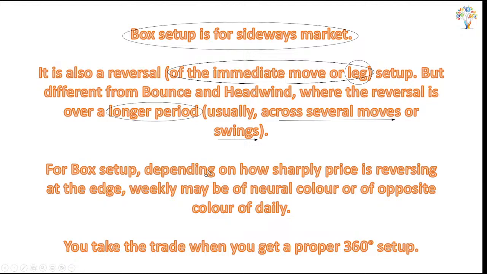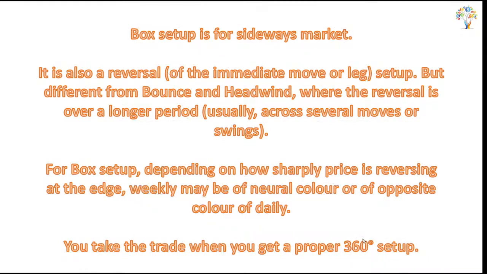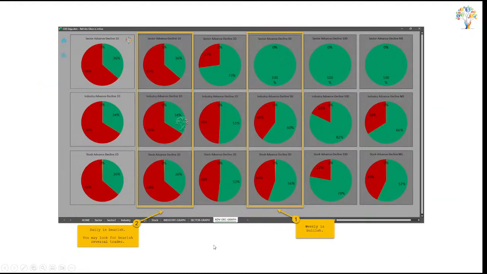For box setup, depending on how sharply price is reversing at the edge, weekly may be neutral color or of opposite color of daily. Once again, unlike the trend following trades, weekly and daily don't need to be aligned to take the trade. You take the trade when you get a proper 360-degree setup.